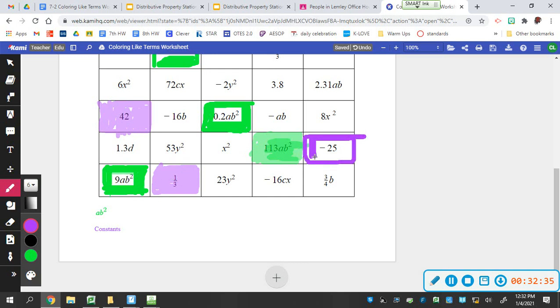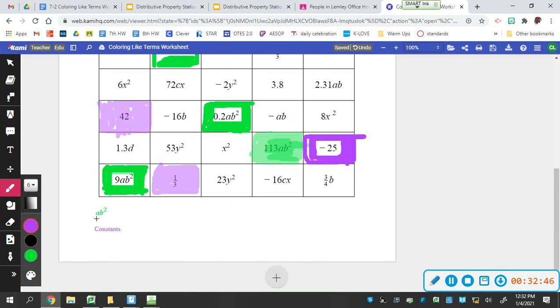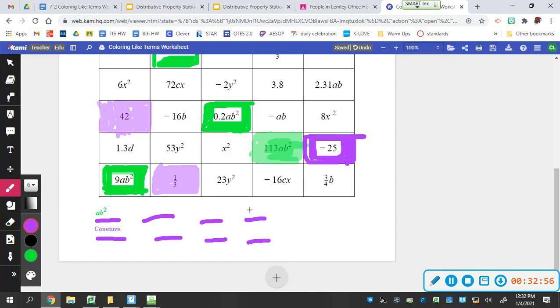Again, you could color the whole thing in, or you can just color around the number. Doesn't matter to me. You're going to go through, and you should end up with 8 different colors. So I should see 8 different things down here with different colors. And don't forget, you can always go in here to get more colors if you need them.